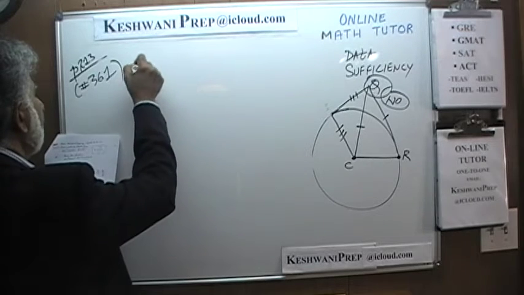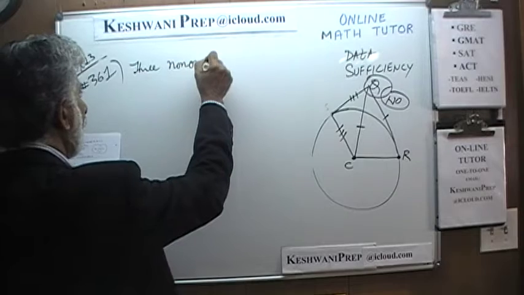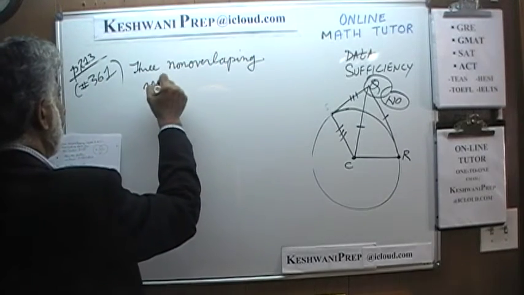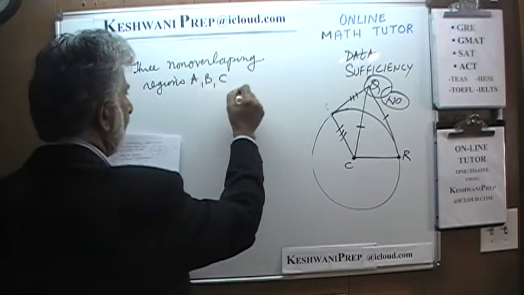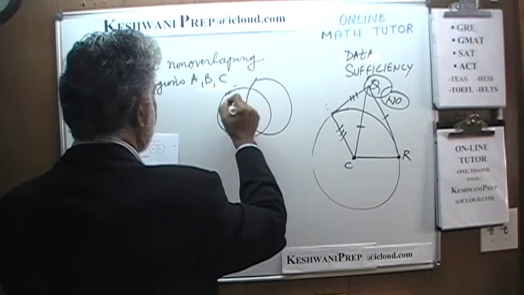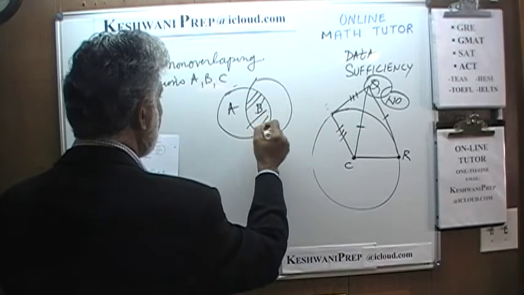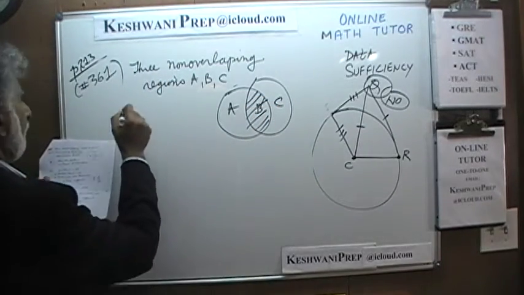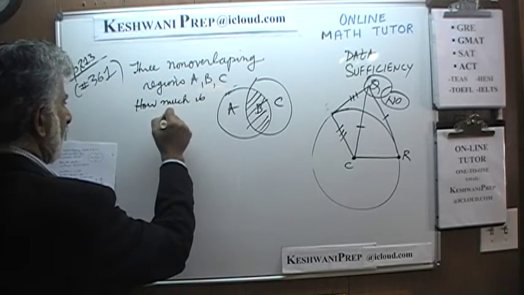361 says that we have three non-overlapping regions A, B, and C. They call this region A, this region B, and this is region C. The question is, how much is A plus B?